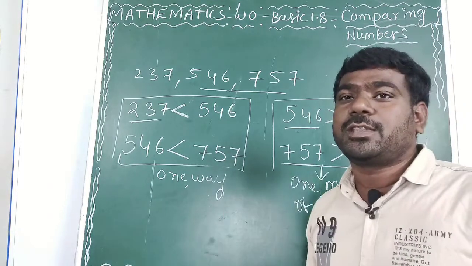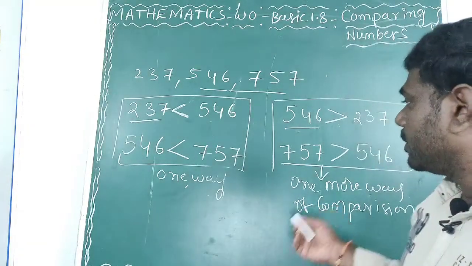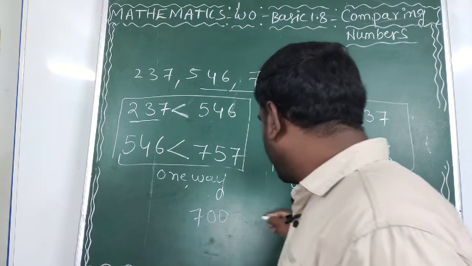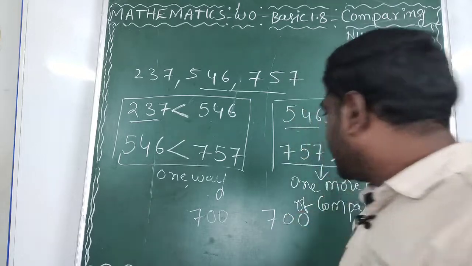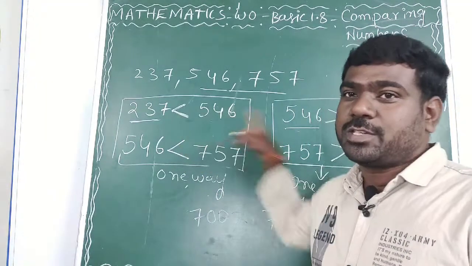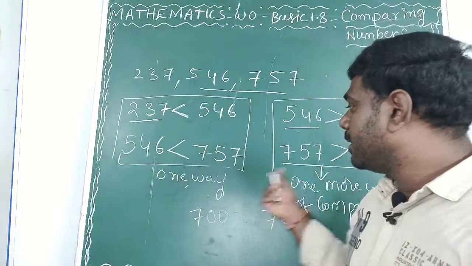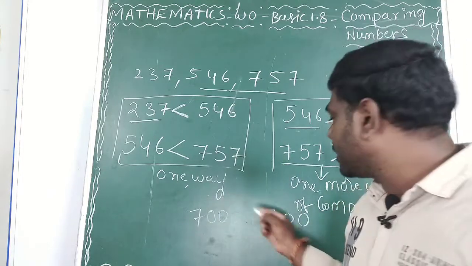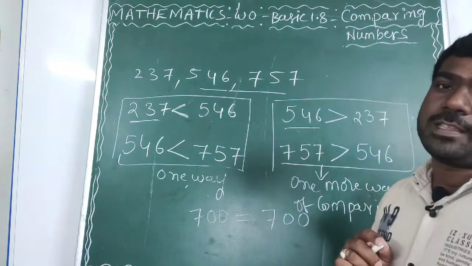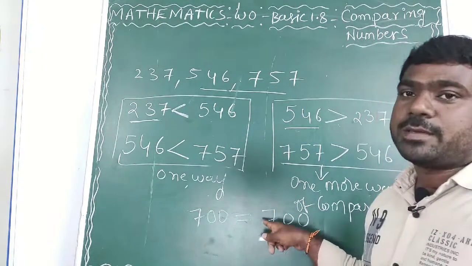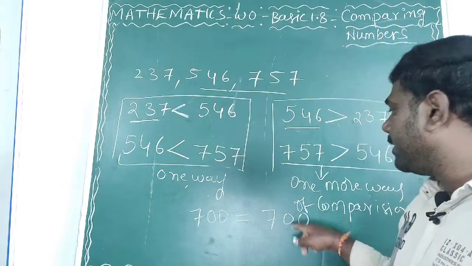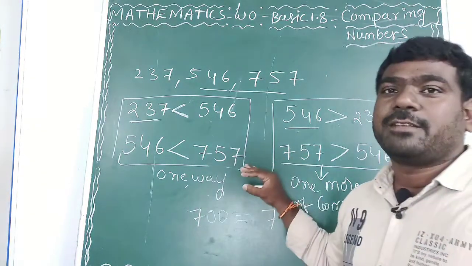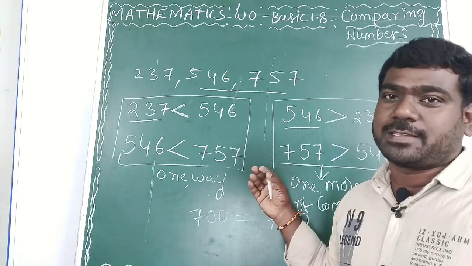Sir, when we have to use the equal symbol? Suppose see here, 700, and one more number also 700 only. In this case can we use these two symbols? No. Why? Because the values of both numbers are the same and equal. That's why here we are using the equal symbol. 700 equal to 700. So like this we can compare numbers easily.